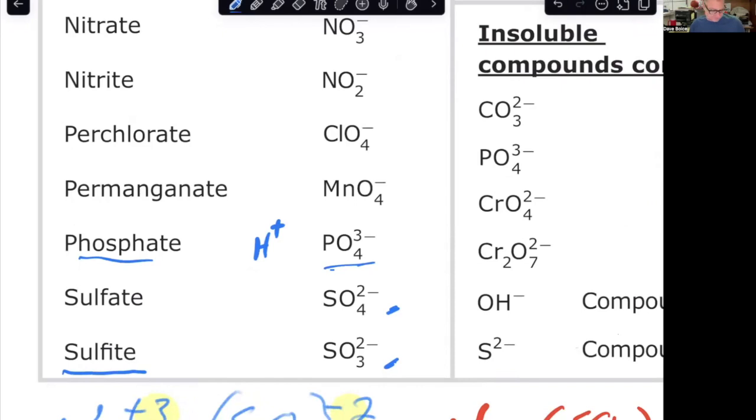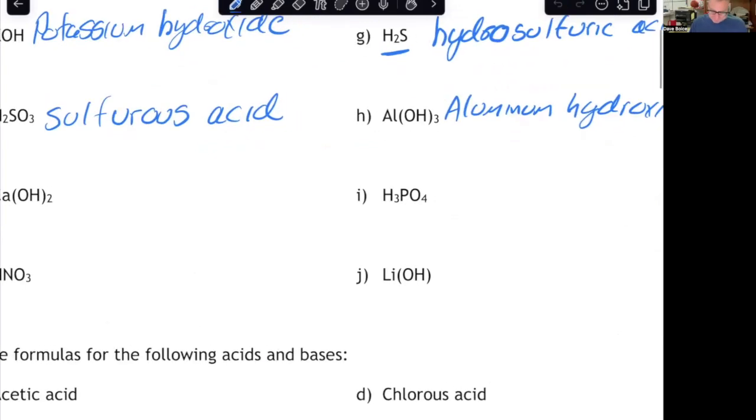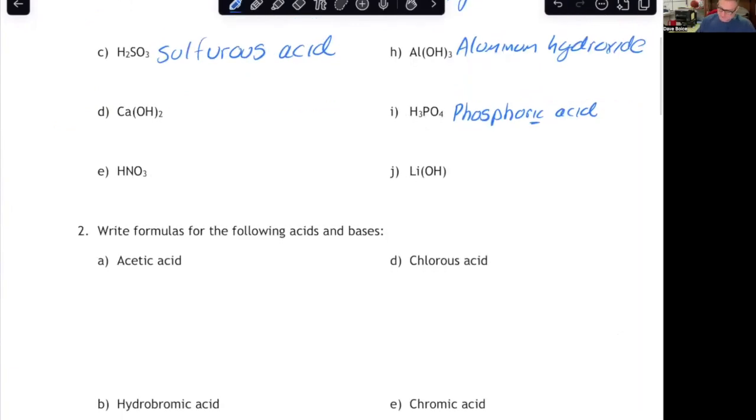So let's go ahead and take a look. Did they do H3PO4? I'll bet they did. So H3PO4. And so the name for that one, remember ate turns into ic. So phosphate is going to turn into phosphoric. So ate, and got it. So phosphate to phosphoric. Again, if you have some slight misspellings on these, it's fine. As long as I can tell what you're talking about.